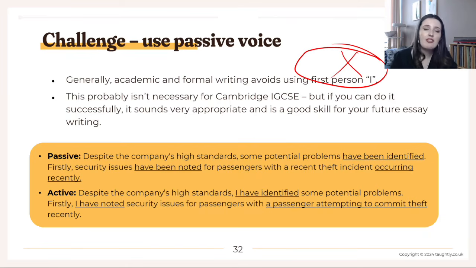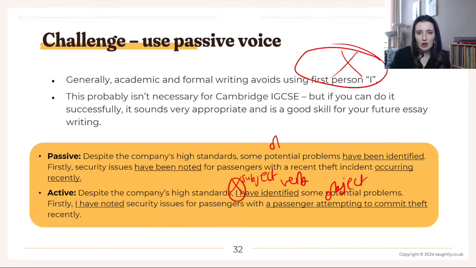So in academic writing, we don't like to use I. It sounds too informal. So rather than saying, I have identified some problems, you would say, some potential problems have been identified. So basically, it's getting rid of your subject, right? Your subject is the I, so you no longer have the subject in the sentence. The object is your potential problems, and your verb is identified.